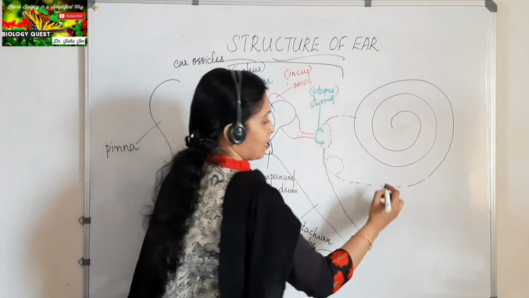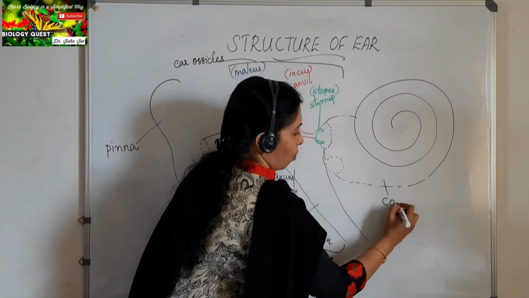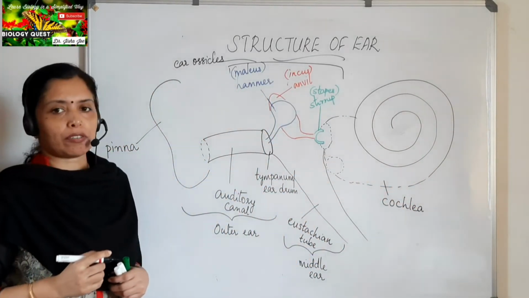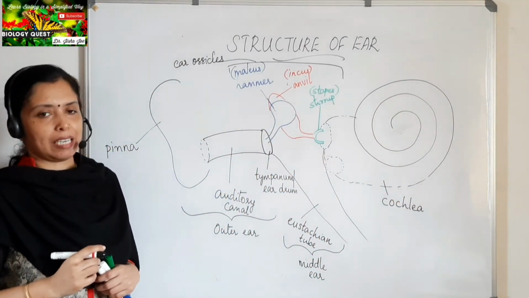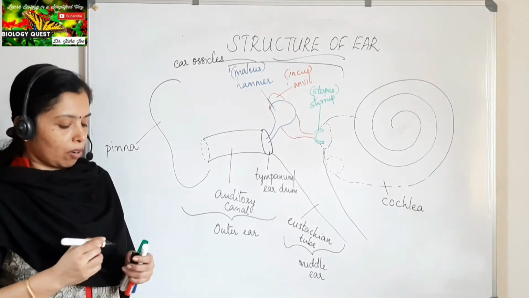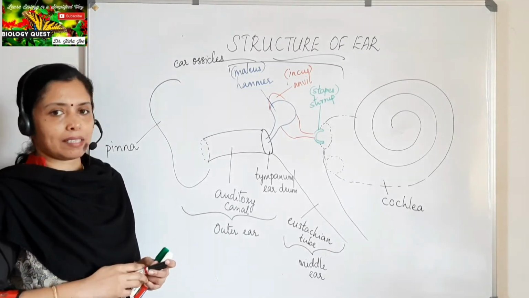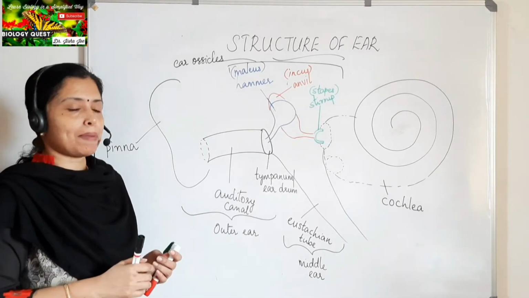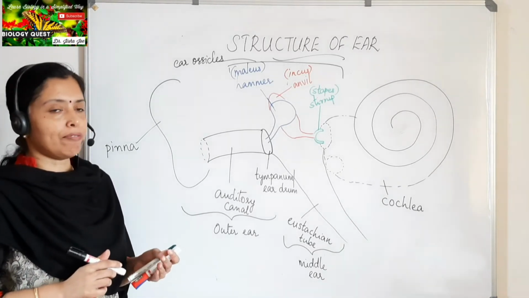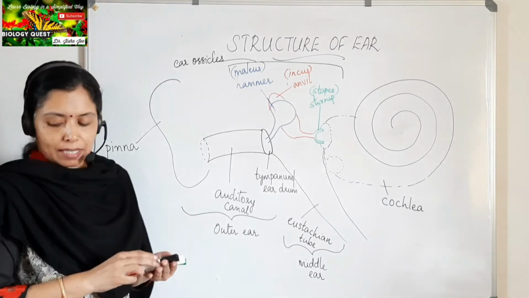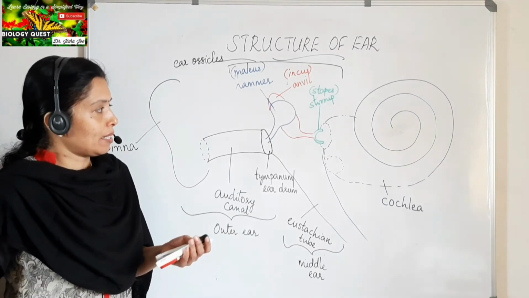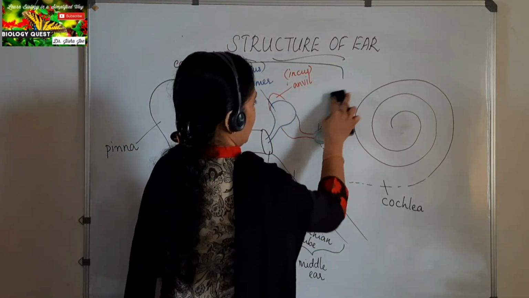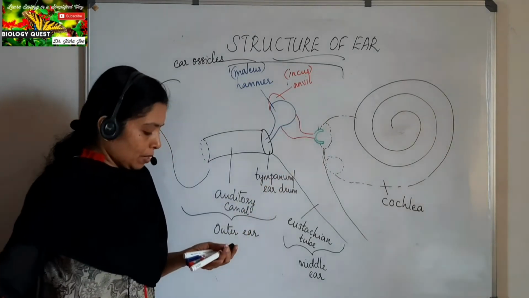That structure is called the cochlea. That is one of the parts of the inner ear. It has a snail shell-like structure, it is spiral in shape, and it has 2.5 turns. And there is another part also in the inner ear.